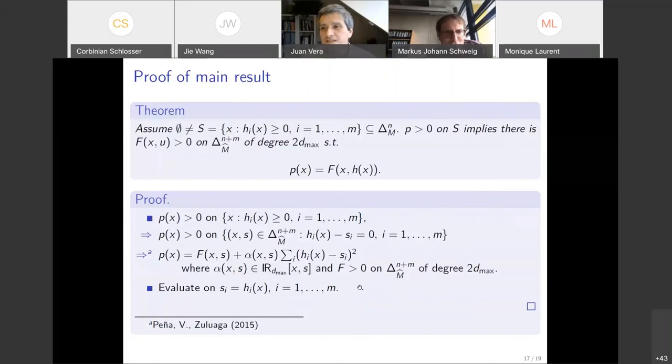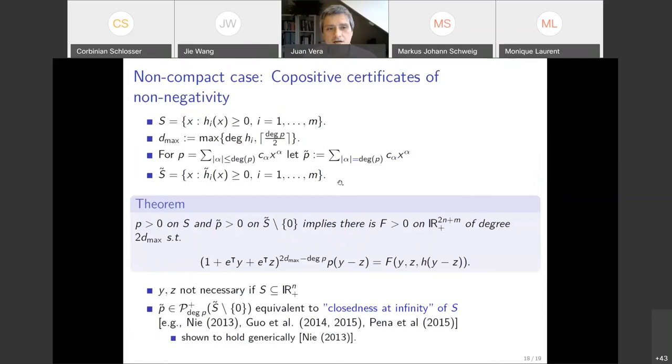Okay, and then we have a theorem for the unbounded case. So now we don't have any assumption on compactness of S, but we have to add this extra assumption here.